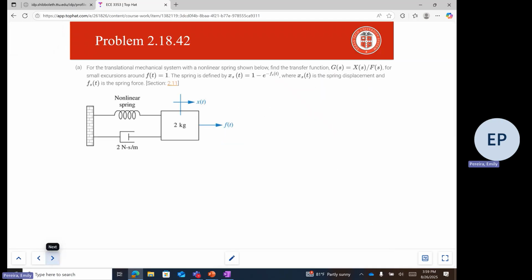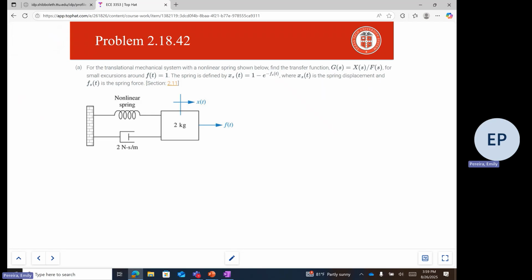All right, the problem I want to get to is the following. This is one of the practice problems for the exam, and I just want to go over it now. So you're given a mechanical system with a nonlinear spring. So this is a mass, and this is a damper, and this is a spring, and this mass will oscillate when you apply a force to it. And so we have this nonlinear spring, and we're asked to find the transfer function of the position of the mass with respect to the input force.